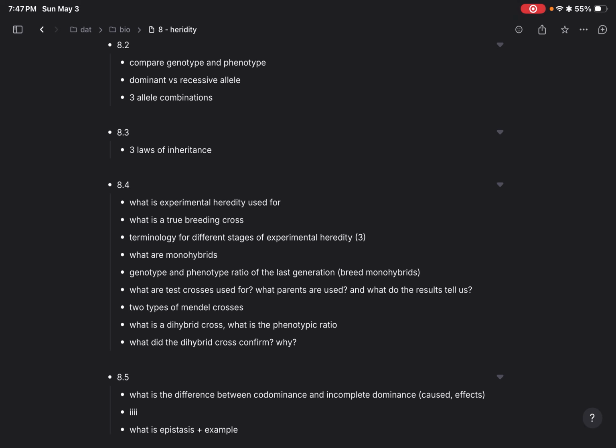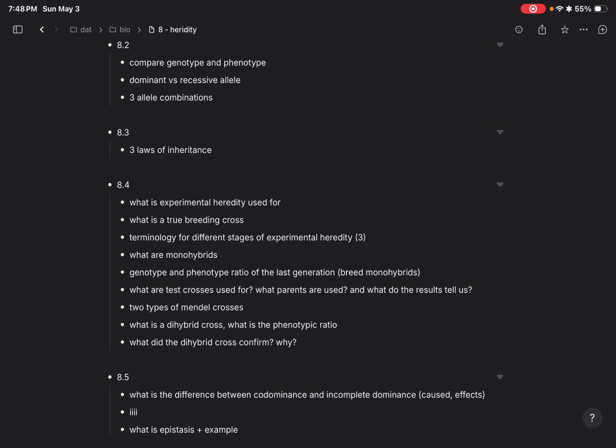The third one is, what is the third one? Wait, how do I not remember this? Let me think. There's independent assortment, and then there's dominant or recessive. You'll have a dominant allele and a recessive allele. That's kind of common sense for that one.